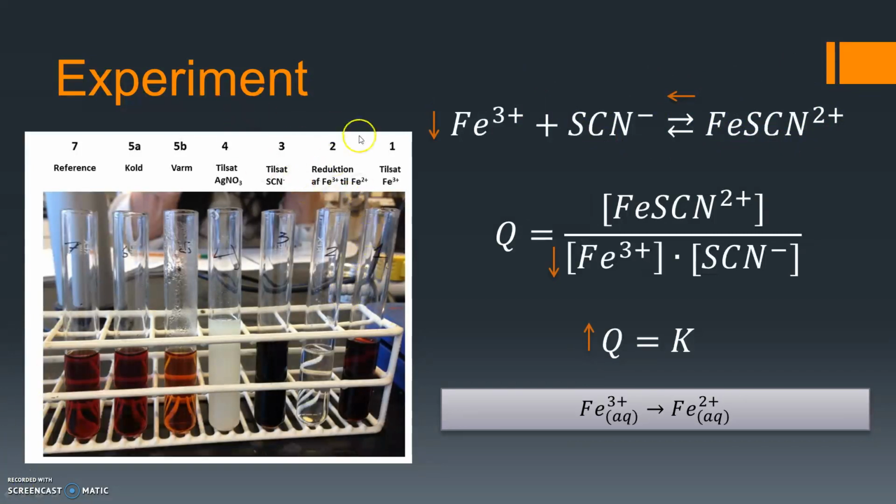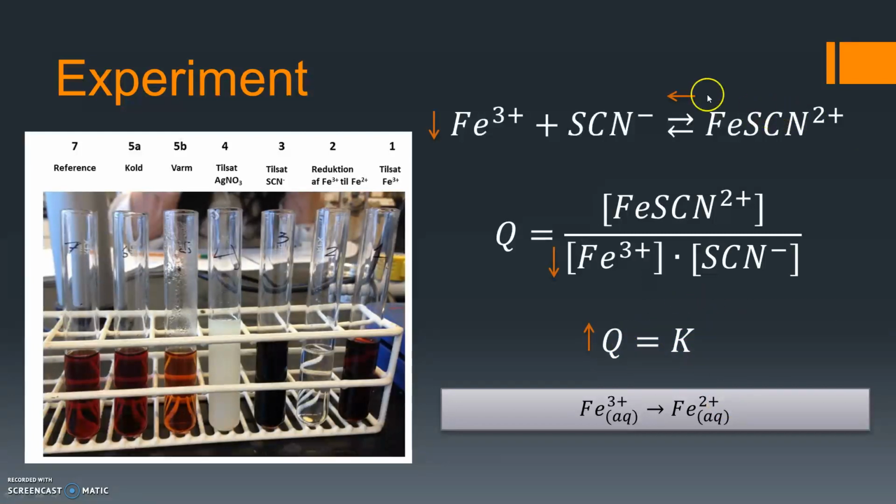Okay, so here in the next test tube we added some ascorbic acid to the solution, and it reacted with the iron plus 3 ions and reduced them to iron plus 2 ions. And of course that meant that there was a decrease in iron plus 3 ions, which also could be seen here in the equilibrium expression. And that meant that the denominator down here would be lowered, resulting in Q becoming higher than the equilibrium constant.